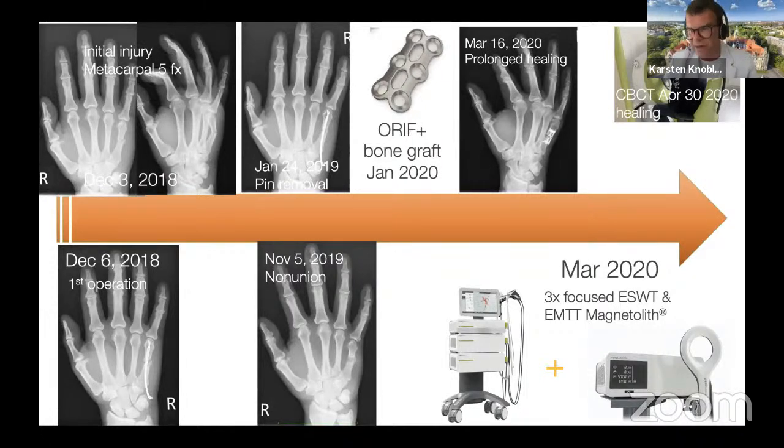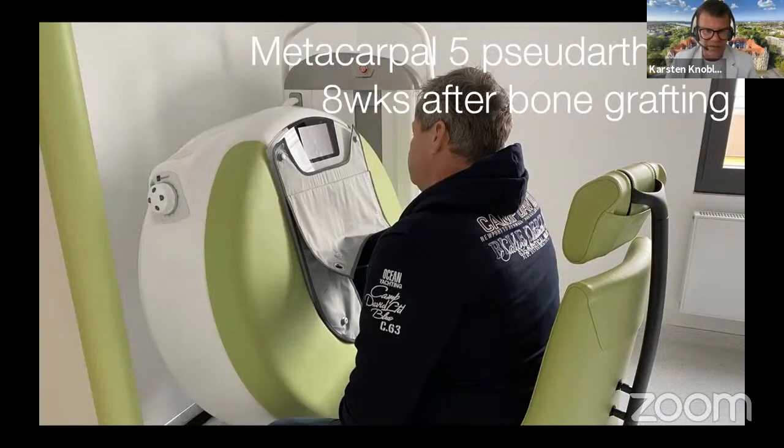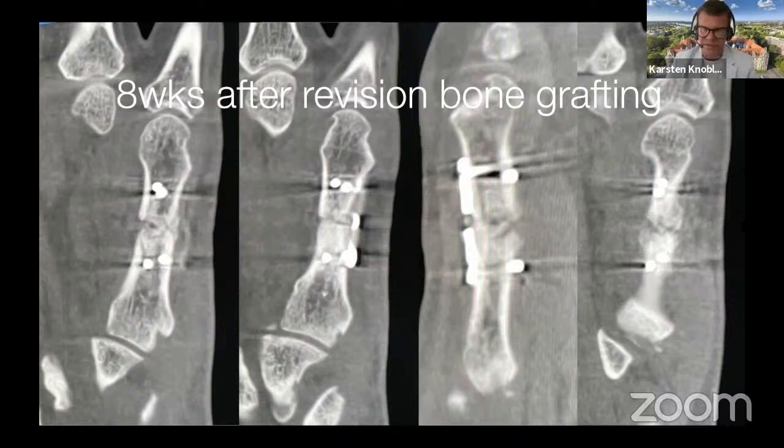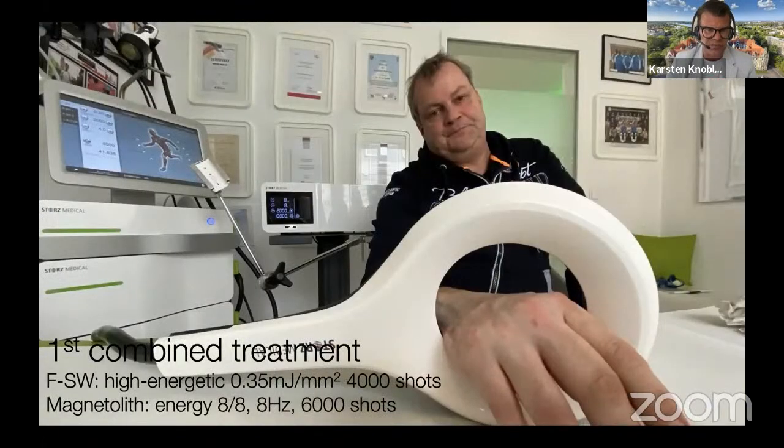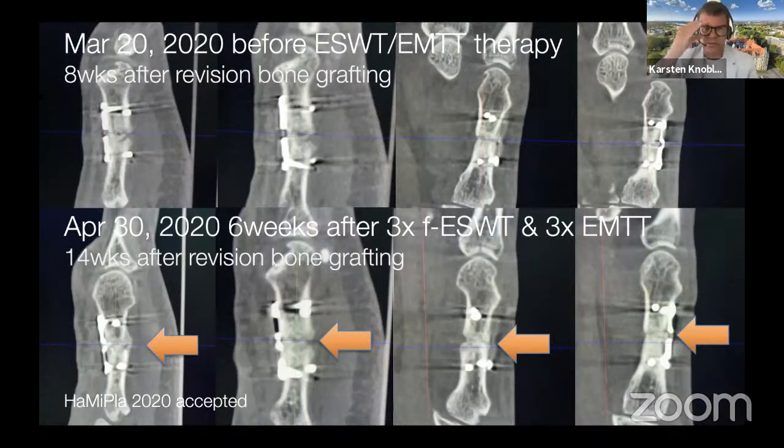Another work accident case, in German a BG case, with a failed fifth metacarpal fracture where antegrade Kirschner wire pinning was unsuccessful. Then a very, in my view, short plate was done in a German accident insurance hospital. The result was non-union, and he again underwent the same treatment. This was 8 weeks after non-vascularized bone grafting with non-healing. He underwent the combination of EMTT and ESWT, and you see within 6 weeks a nice consolidation in the CT scan.